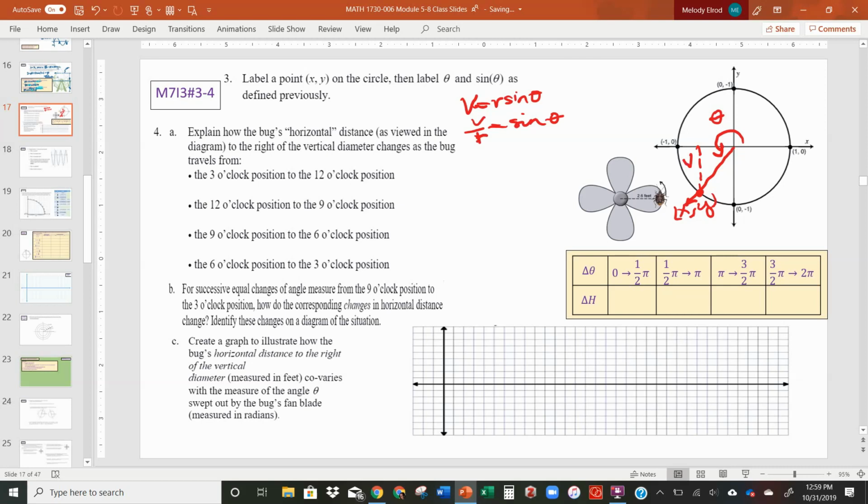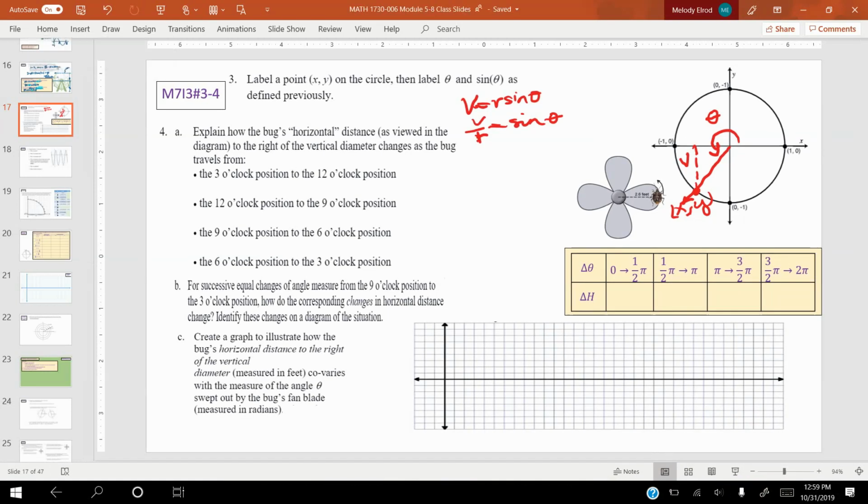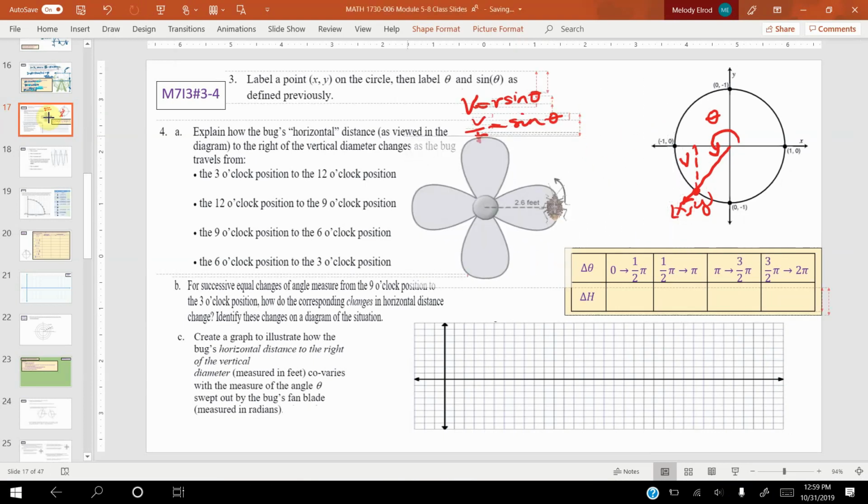And then in problem number 4, it asks us to consider how the bug's horizontal distance to the right of the vertical diameter changes as the bug travels from the 3 o'clock position to the 12 o'clock position, the 9 o'clock position, and so on. Larry the stink bug is back. So let's take a look here. I want to take this guy here and expand him just a little bit. Let's make him a little bit bigger so that I can look at him a little bit better.